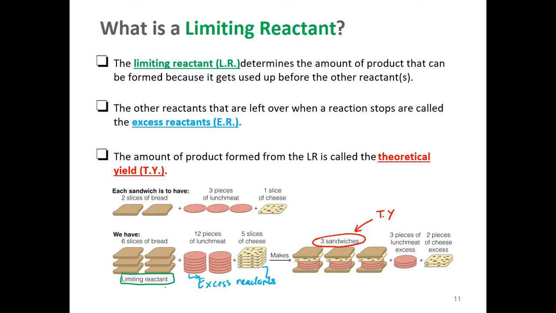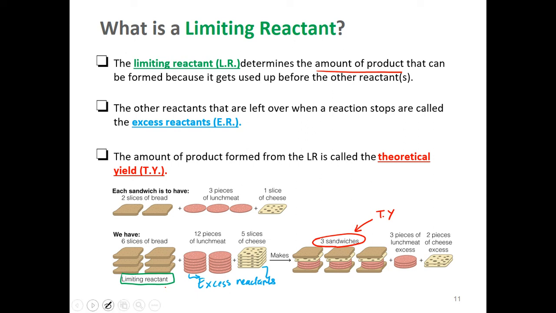So this is the theoretical yield of sandwiches that can be made. So limiting reactant determines the amount of product that can be formed. So the limiting reactant is the bread. It determines the amount of sandwiches that can be made. The stuff that's left over are the excess reactants, and the amount of product that's actually formed is called the theoretical yield, and in this case it's the 3 sandwiches.